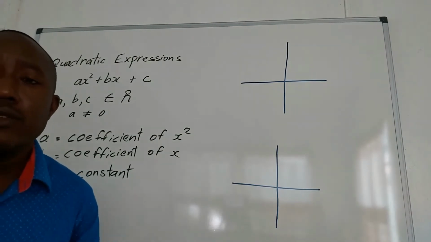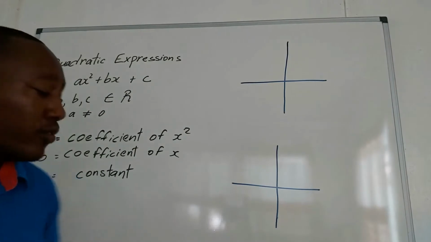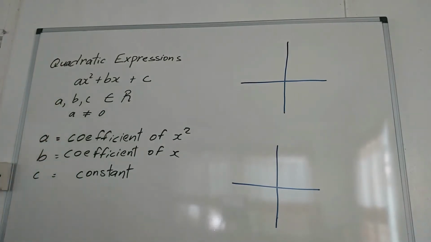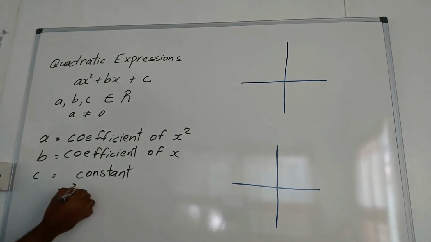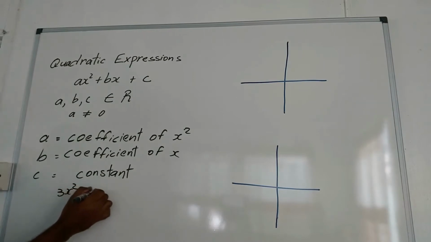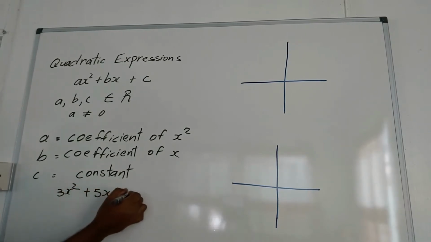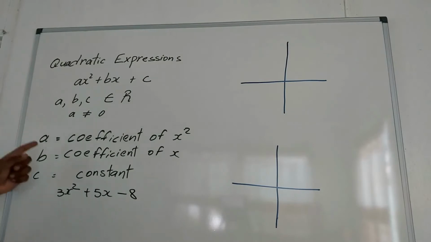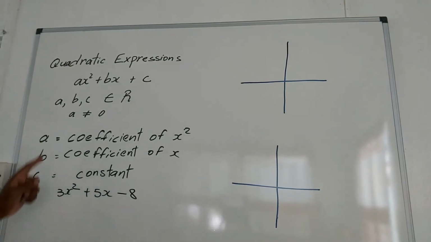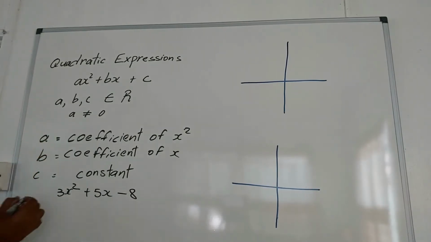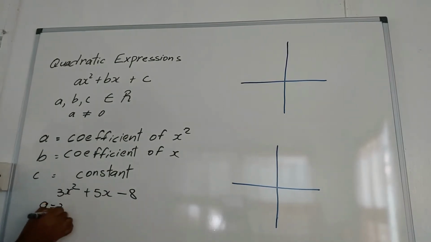Now, what a, b, and c represent: a represents the coefficient of x squared. So if I have an example of 3x squared plus 5x minus 8, a is the value in front of the x squared. So a will be equal to 3. In this quadratic expression, a is equal to 3.